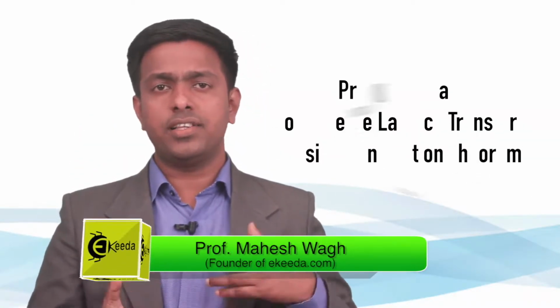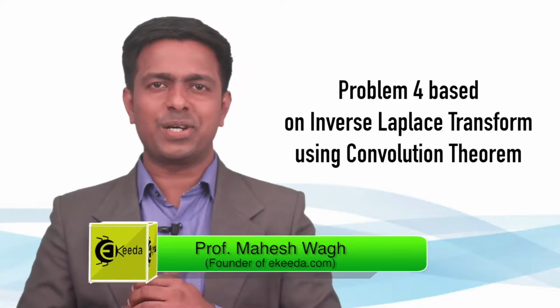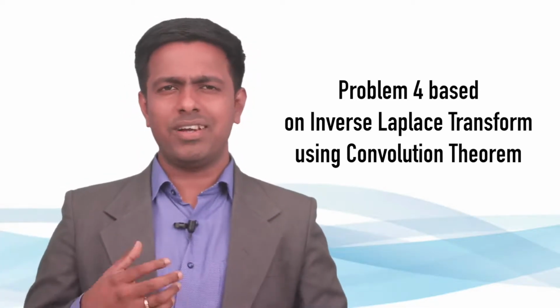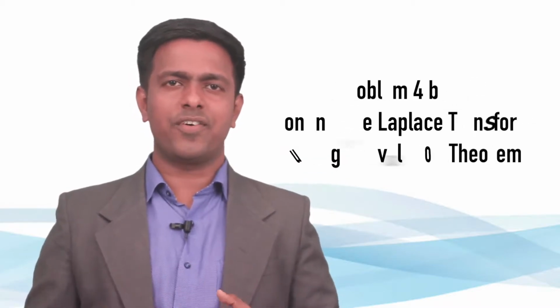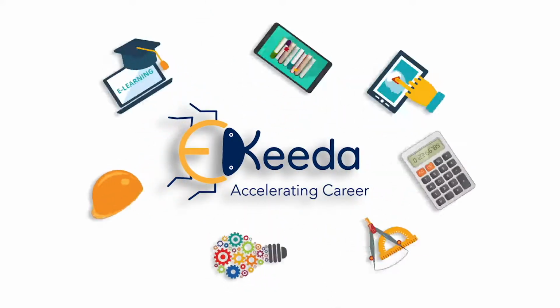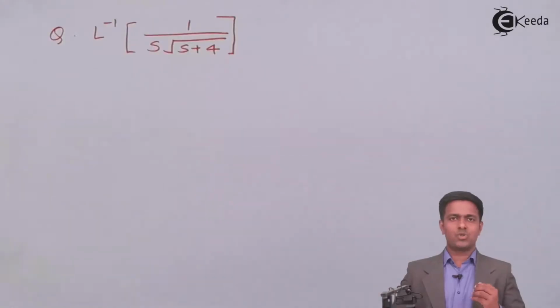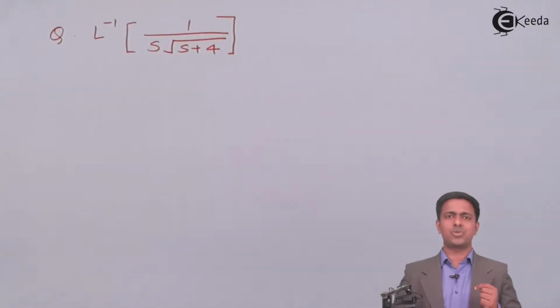Hello students. So now we are going to solve another numerical on convolution theorem where we'll be dealing with the error function. So let's see how we get the error function by using convolution theorem. So here we have to find the inverse Laplace transform of 1 upon s into square root of s plus 4.